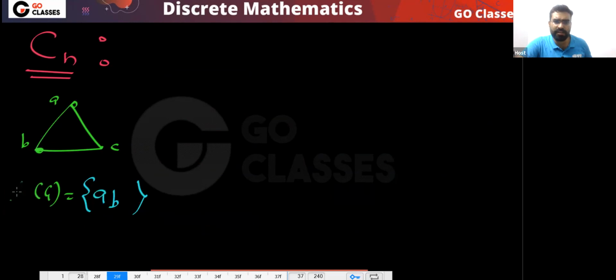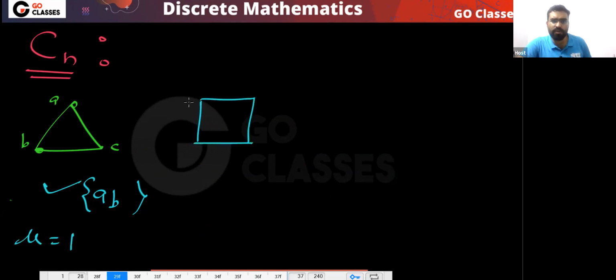Only one edge you can take. You cannot take more than one edge. So mu will be 1. If I have this graph, for this graph, what will happen?